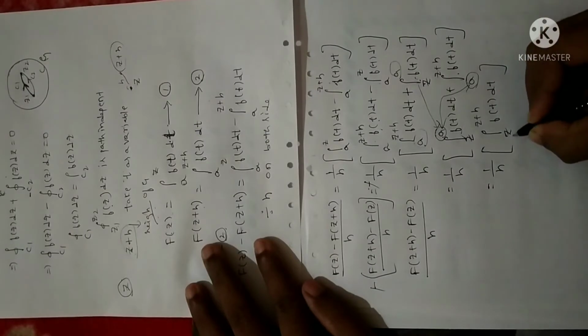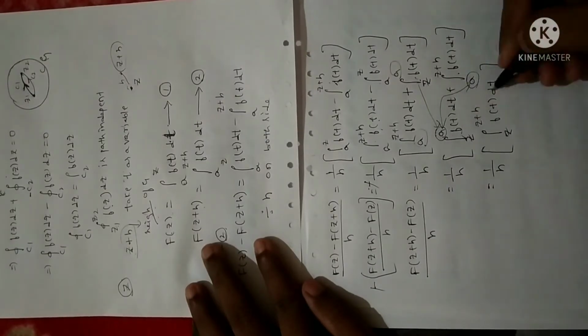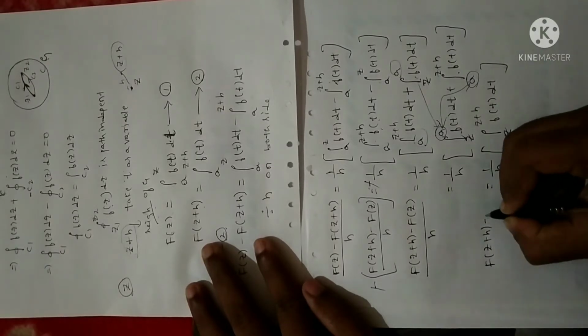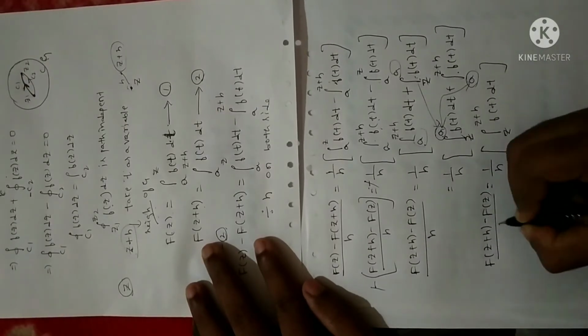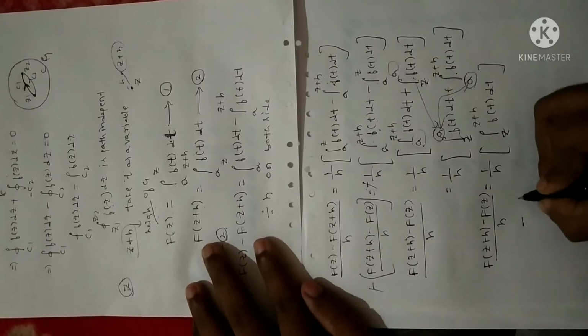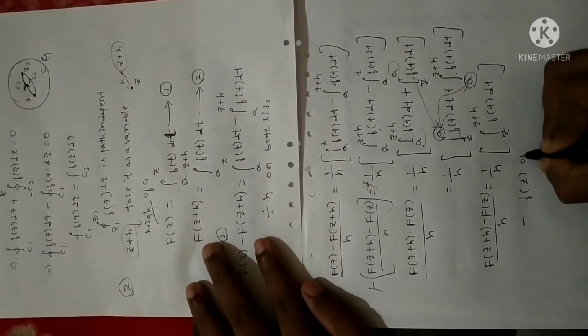Further, if you split this by using a, you will get back the previous step only. It is from the properties of integral. Let me write RHS as it is, LHS as it is. Fine. This is what I have. Now what I am going to do is, let me subtract minus f of z on both sides.